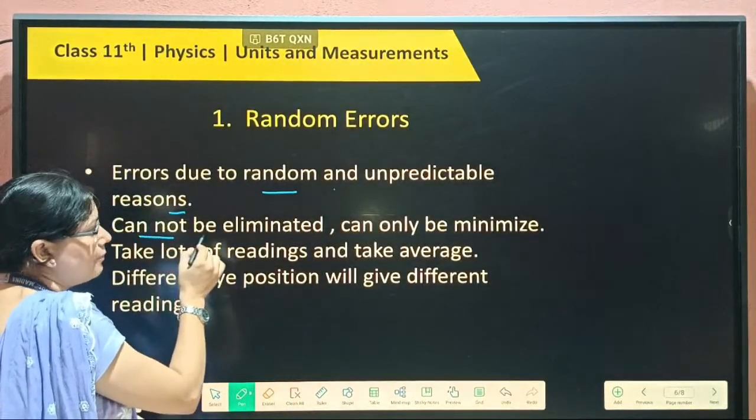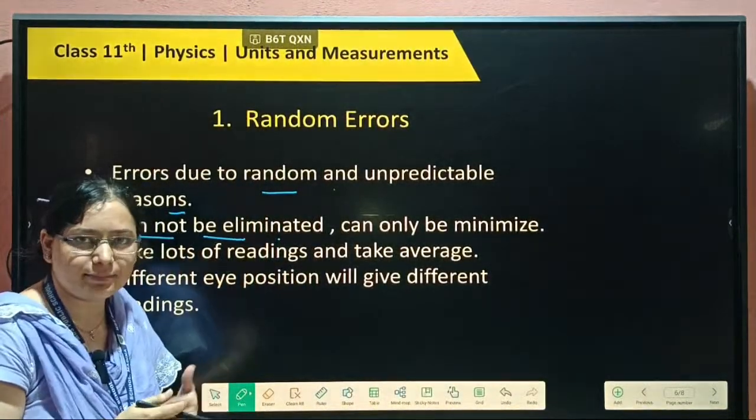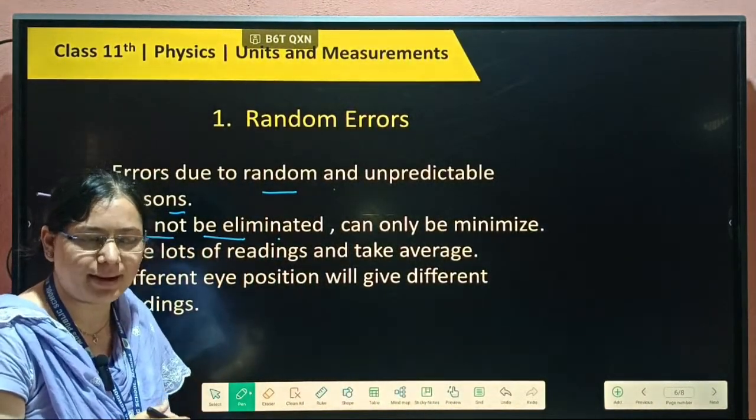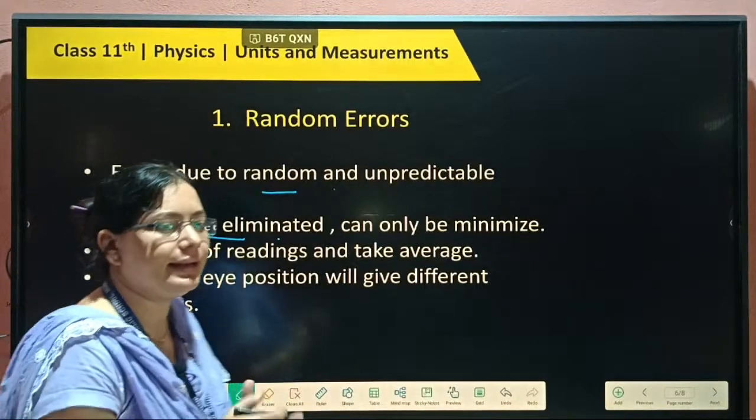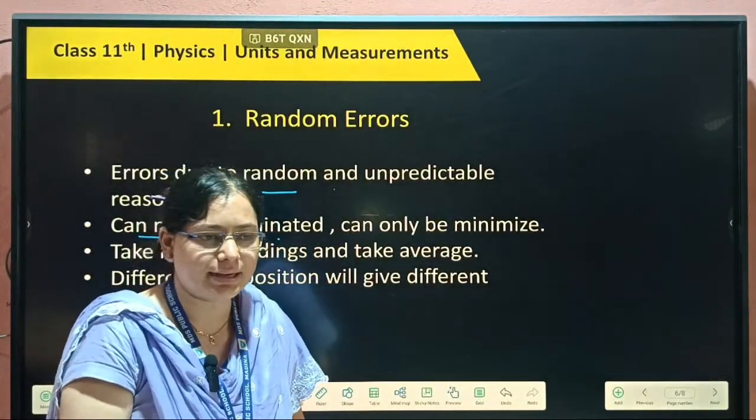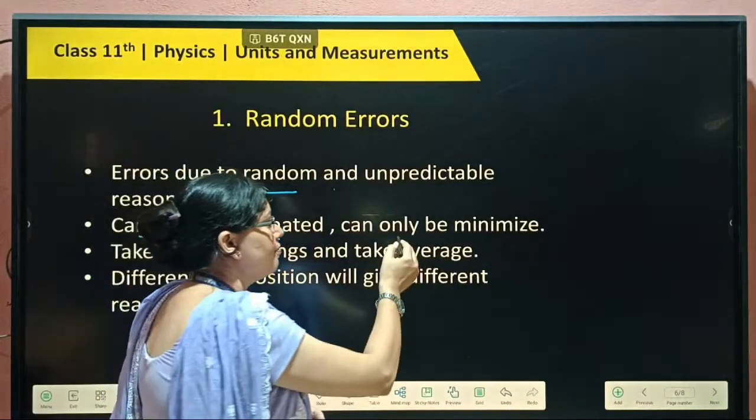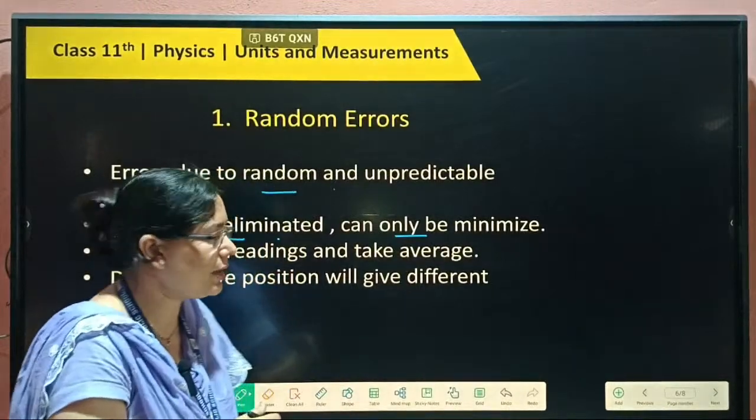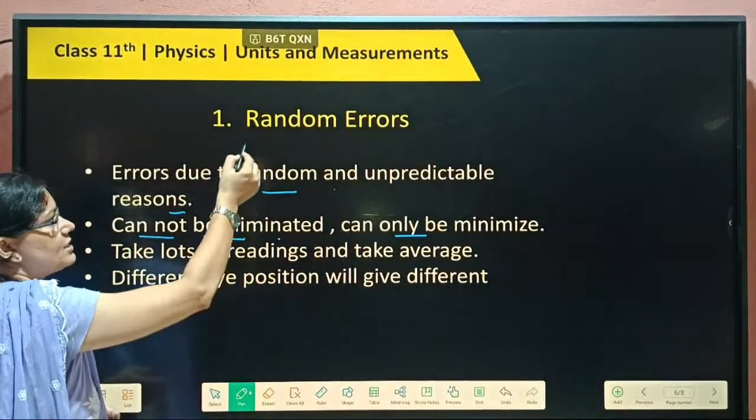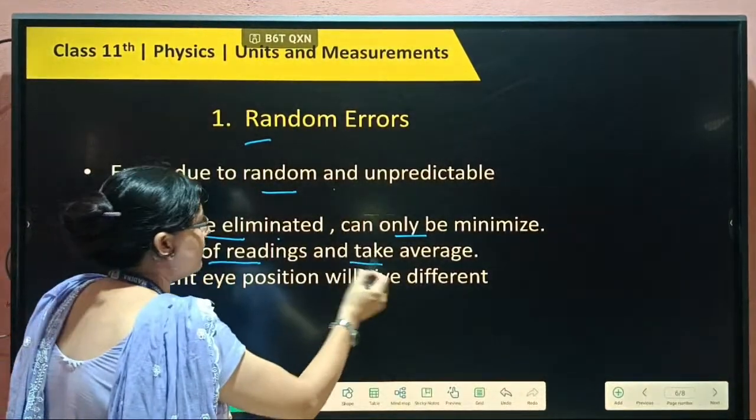Second, it can't be eliminated, it can only be minimized. We do an experiment again and again, but some change will be there in our practical value from the true value, which we can minimize practically. But we can't eliminate this type of error. Next, take a lot of readings and take the average.